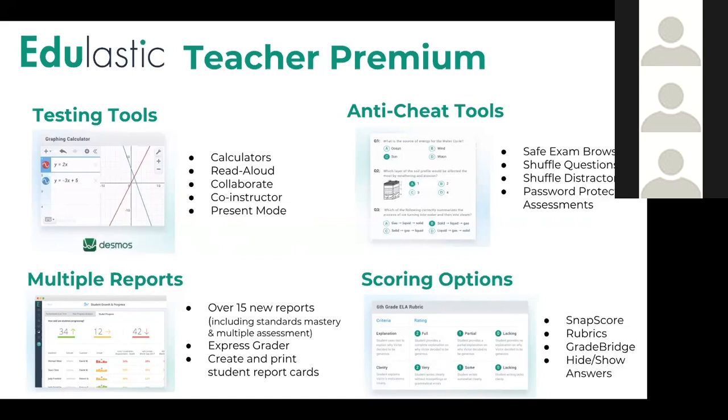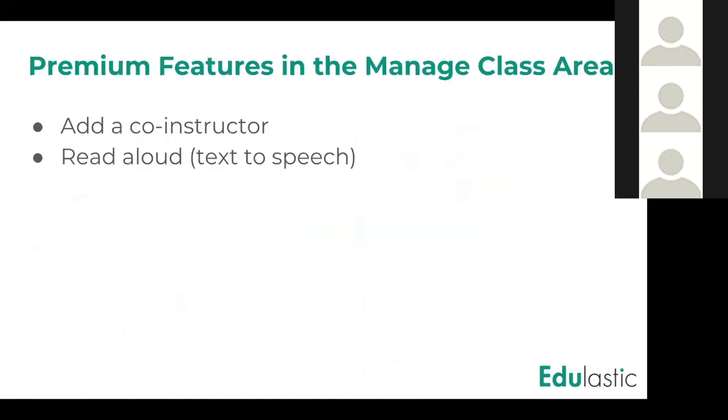There's 15 new reports, and I'll be showing you, I think, every one. And also scoring options. There's SnapScore, which is a paper-based bubble sheet scoring option, as well as rubric-based scoring. GradeBridge, which is a grade export into tab delineated external gradebooks, and also the ability to hide and show the assessment. There's post-assessment visibility options where you can show students their scores but hide the questions so they can't share those questions with their student friends who have yet to take the test. So anyway, there's 19 features, a lot of different categories.